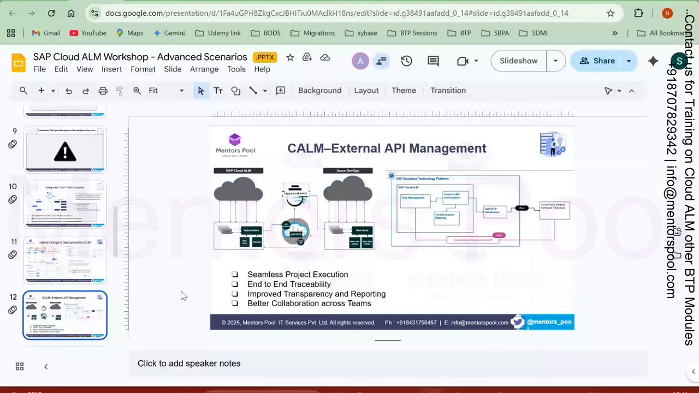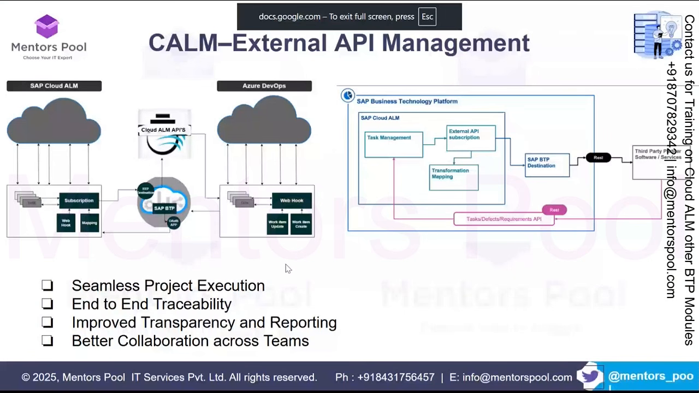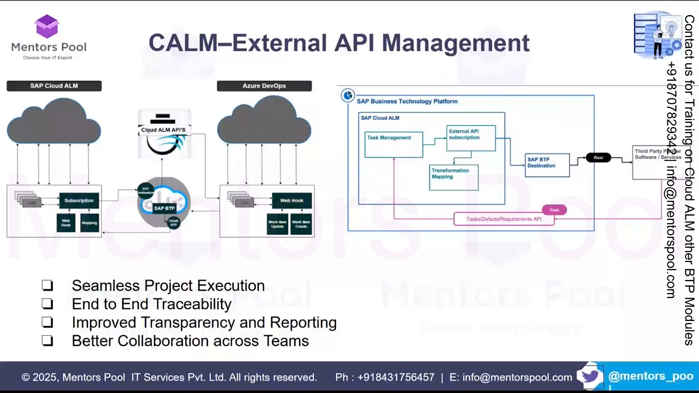So coming to the next topic, external API management. External API management is the concept where we are going to integrate our Cloud ALM with different third-party tools like Azure DevOps, Jira, SAP Build Process Automation, and Microsoft Teams. I'm going to show that one also now. Microsoft Teams also we are going to cover.